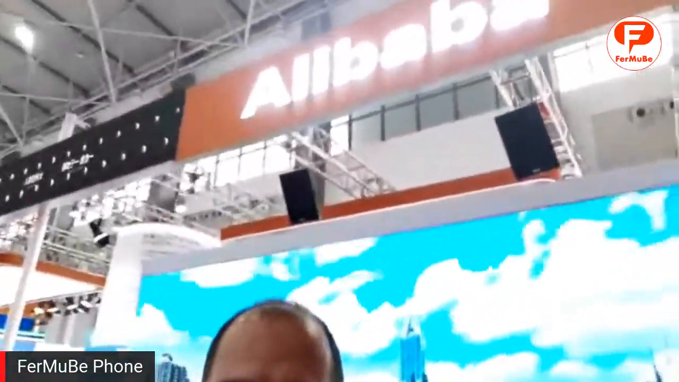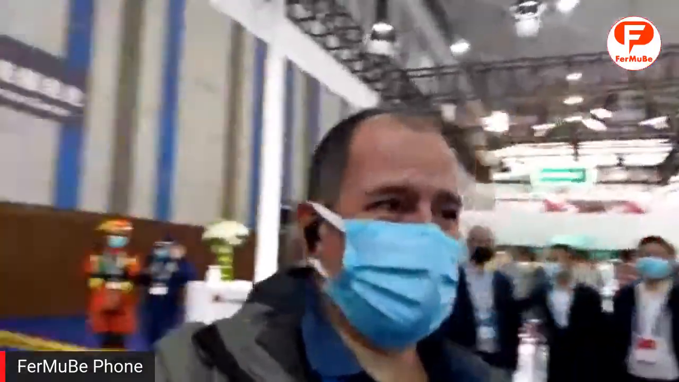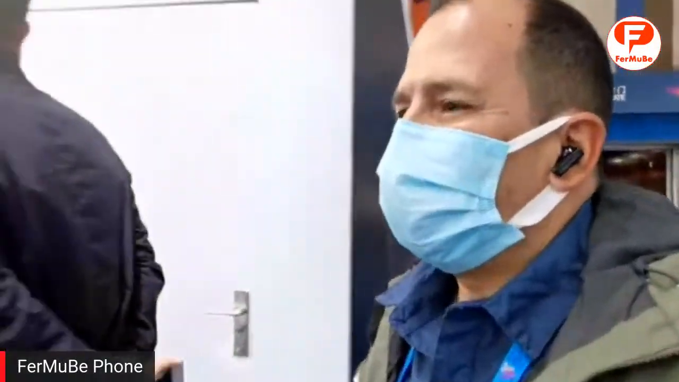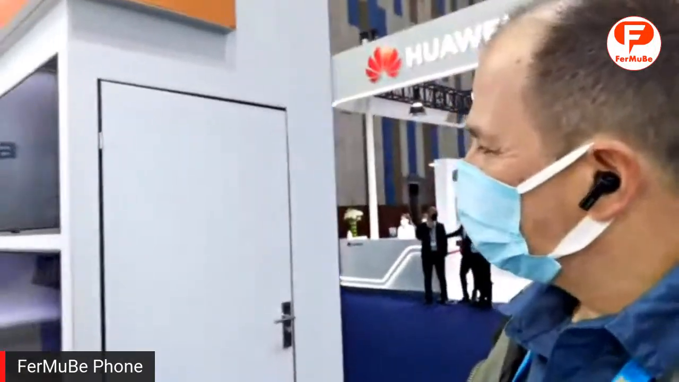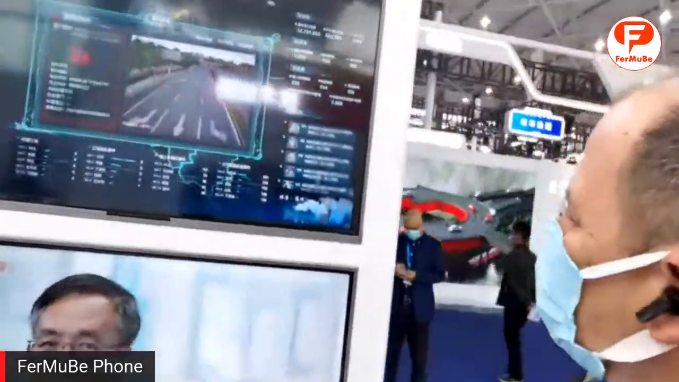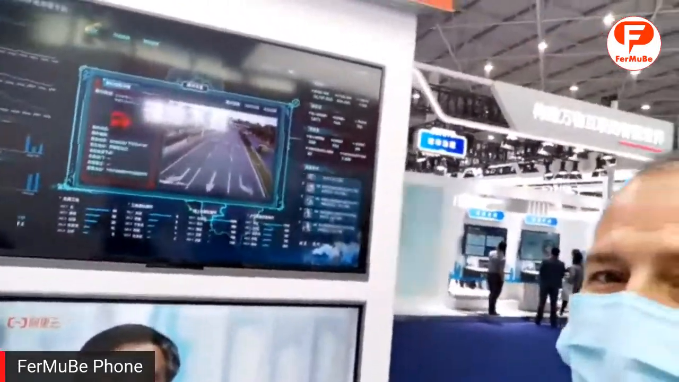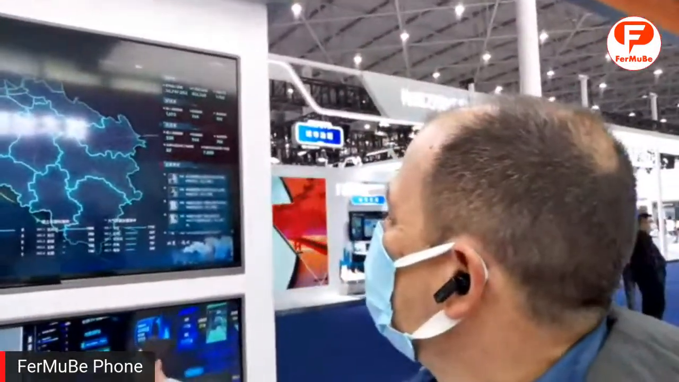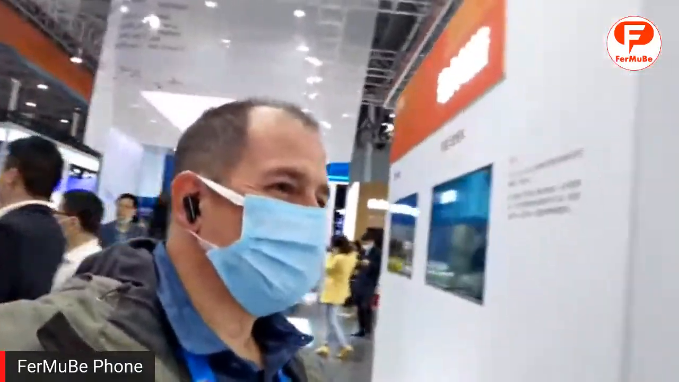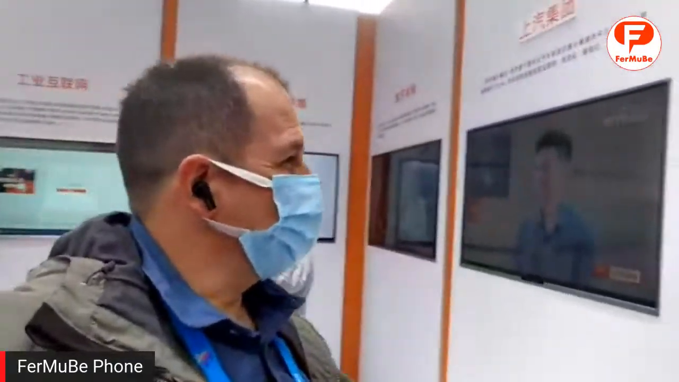This is the Alibaba stand right behind me. So let's see what they have inside and what they can show us. All right. Orange technology. Okay, this is information about traffic. Let's see what else we got over here. Okay, a lot of big data is actually used.